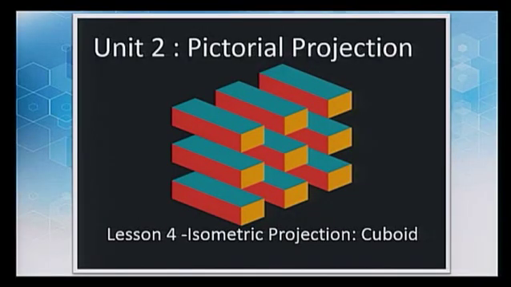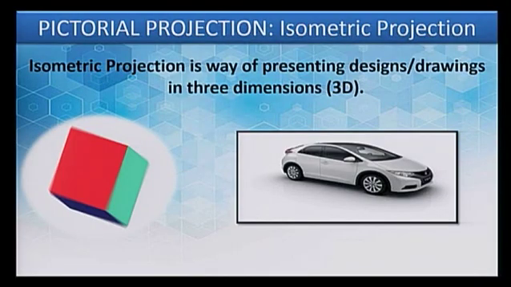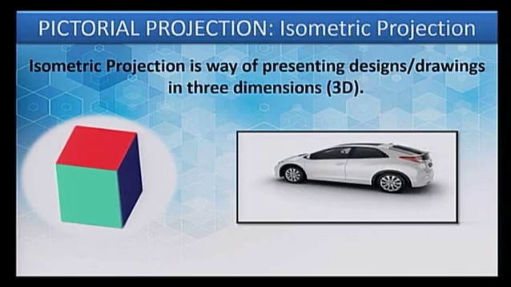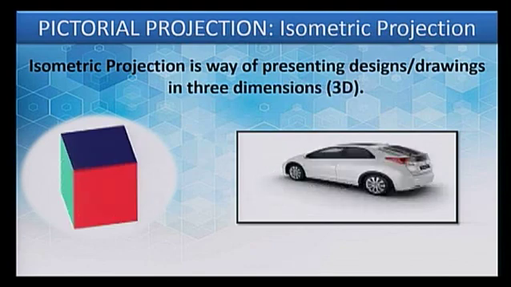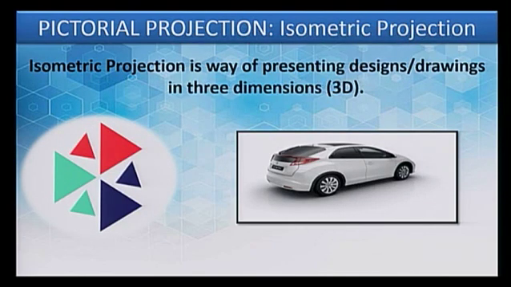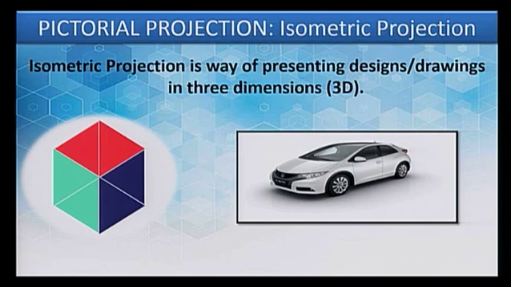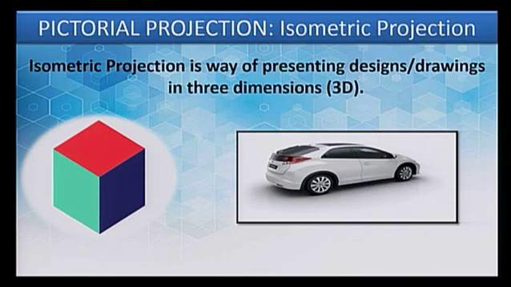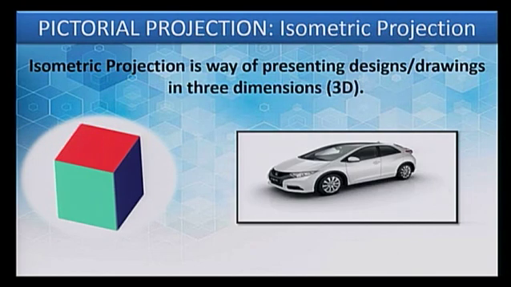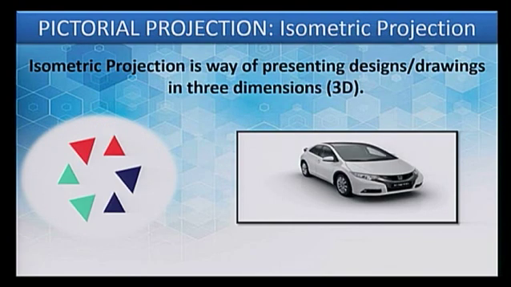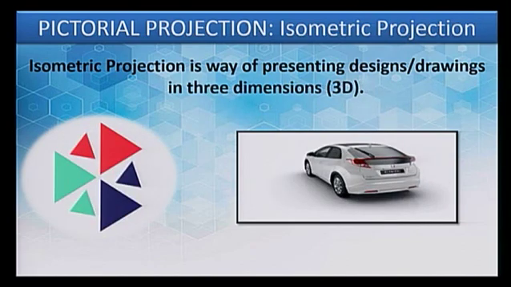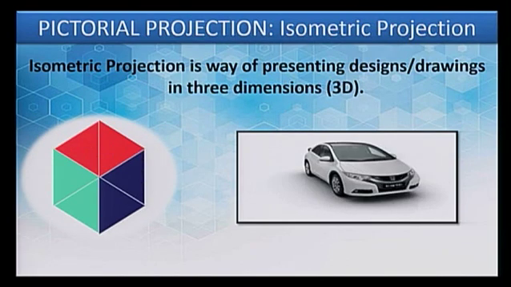Our topic for today is isometric projection. So, what is isometric projection? It is a form of pictorial projection. It is quite similar to our previous topic on oblique projection, except that the viewing angle is different and we are going to use different paper grids called isometric grids instead of square grids.